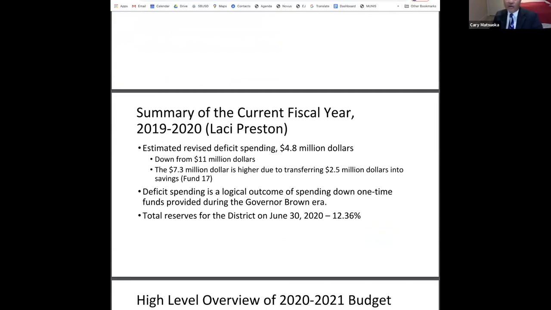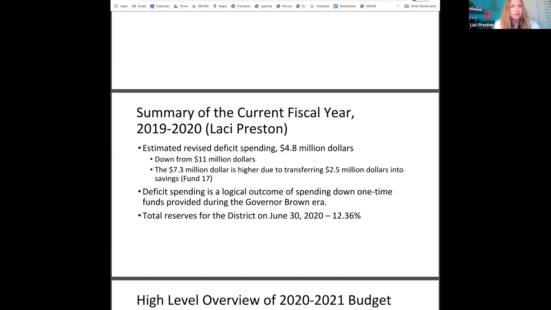So I saw Lacey on the invite list. I was going to invite her to speak to this first slide, summary of the current fiscal year. I am here. There she is. Okay. So we've already gone over a lot of these numbers, as you saw on the MYP trend spreadsheet. About a year ago, we were estimating a deficit of $11 million, and we've gotten that all the way down to $4.8 million.